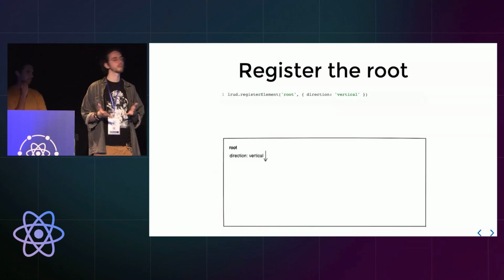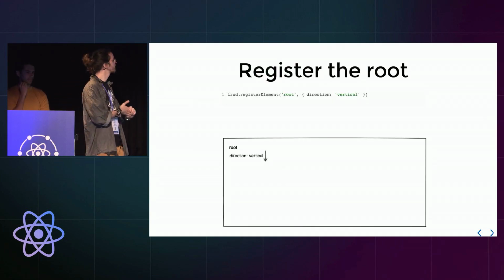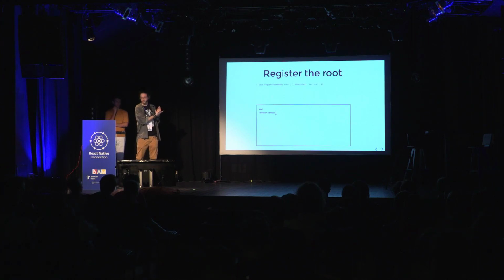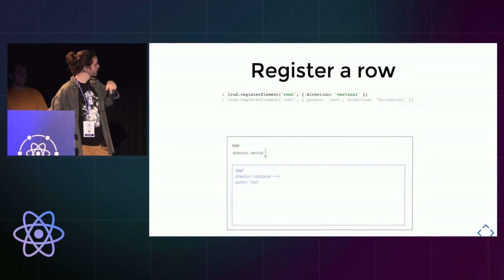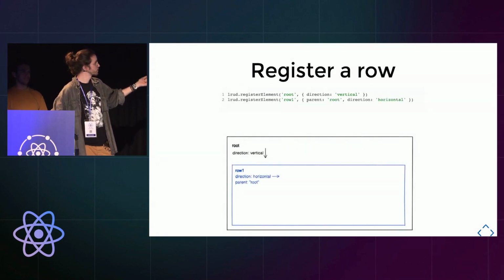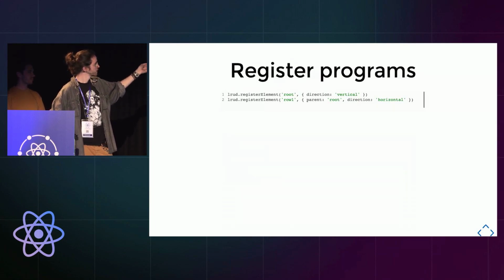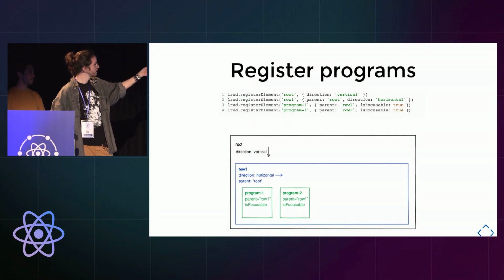So let's see how concretely we use Lrud. So you can register an element using the register method. You give it an ID, and then a direction, so the options that we saw earlier. So here we have our root, direction vertical. We can register a row, so call the same function. Well, ID is row 1. This time you need to specify the parent, which is root. Also a direction. And we register the programs. Well, same as before, parent is now row 1. And you give it the focusable property.